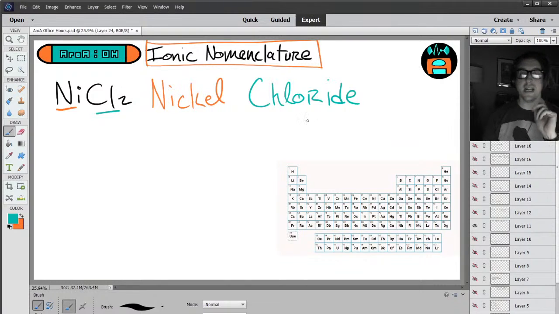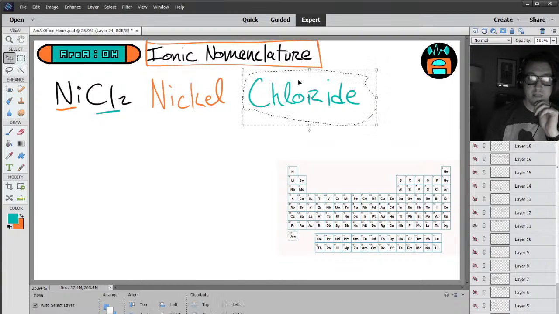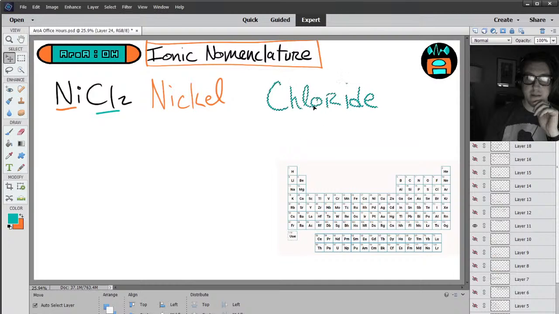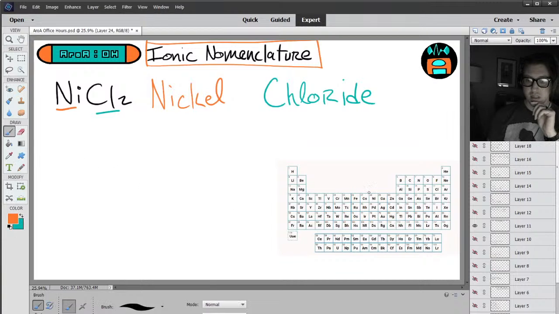Nickel chloride, but if you left it there, this would be incorrect. This is not the name of this compound. And the reason why this is not the name of the compound in question is because nickel is a transition metal.